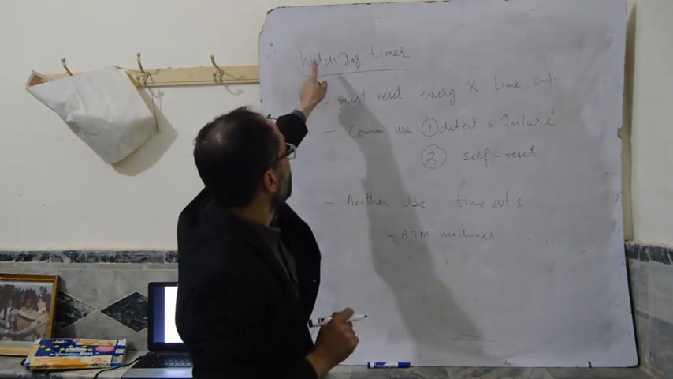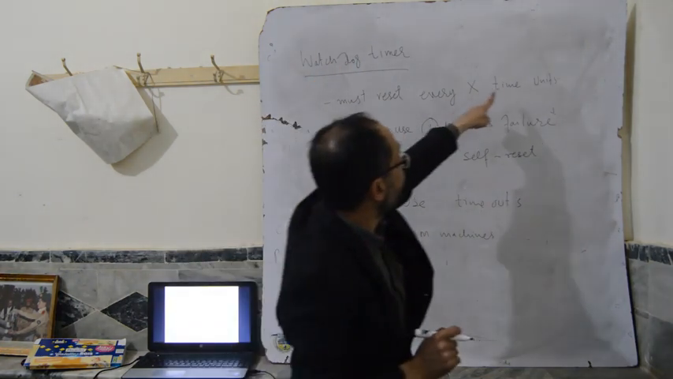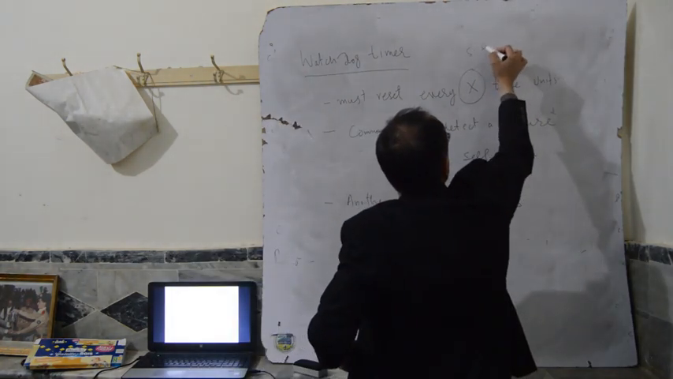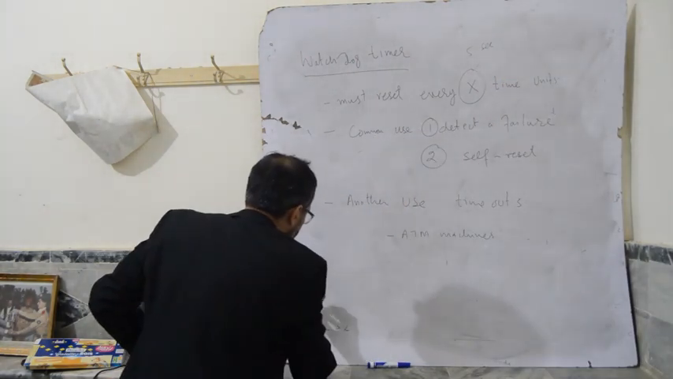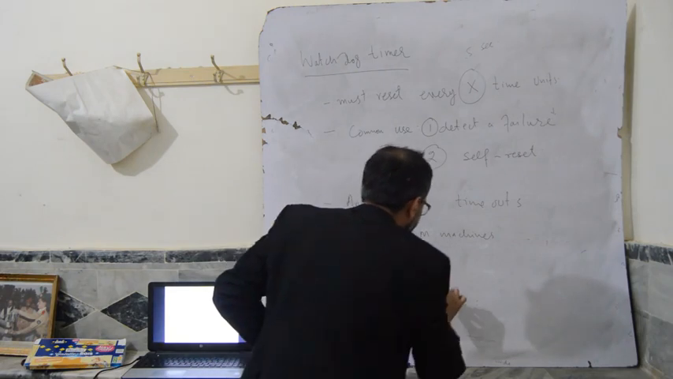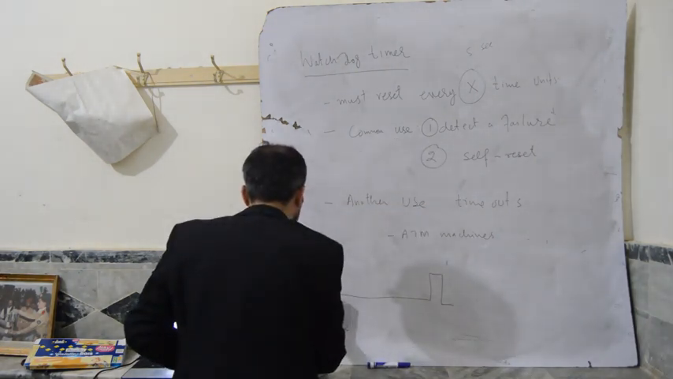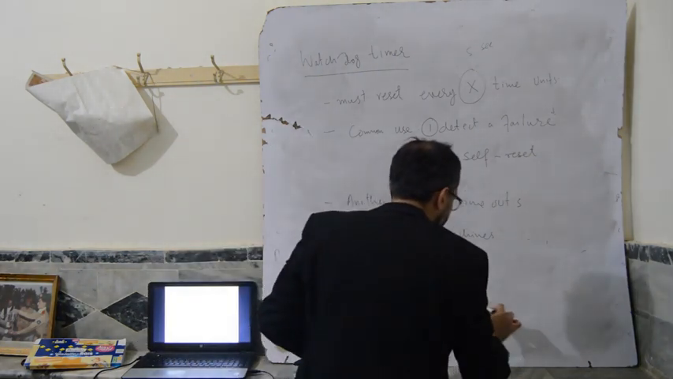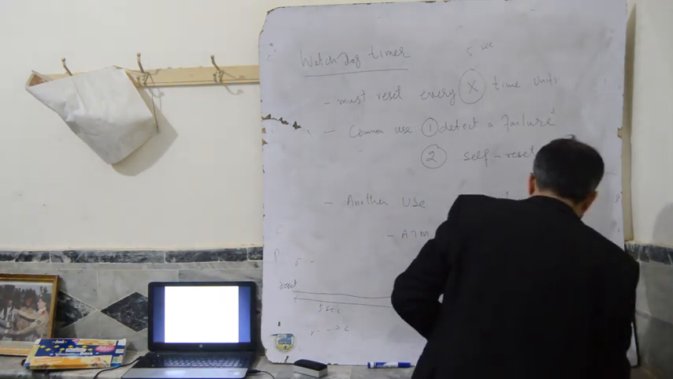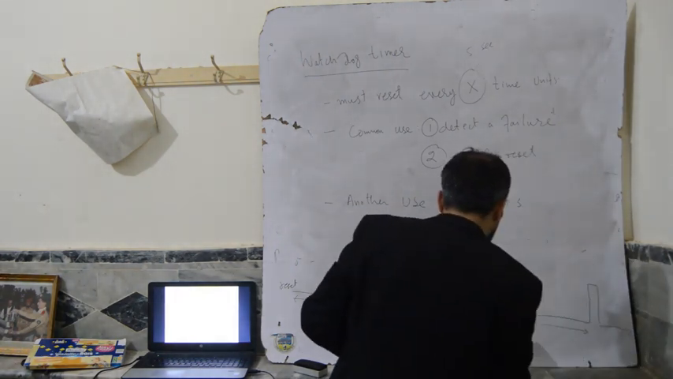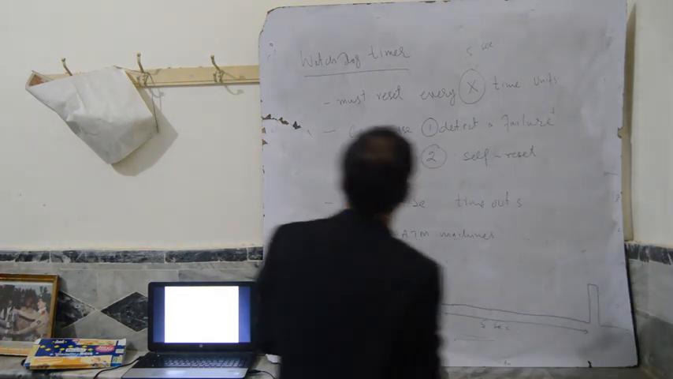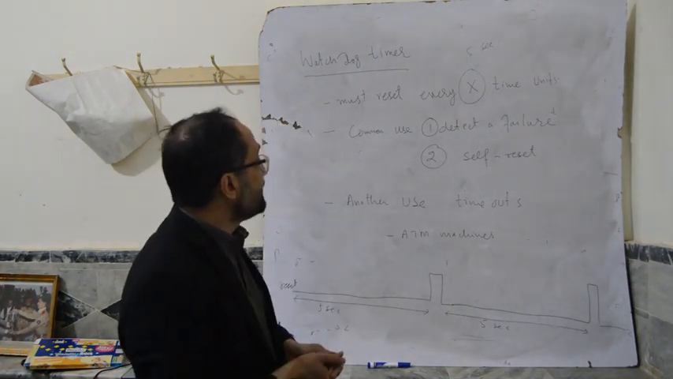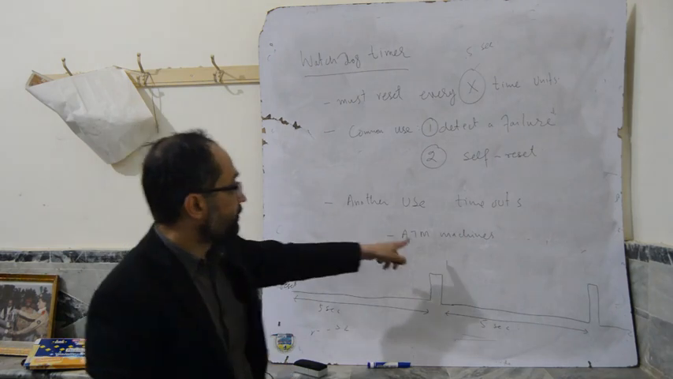So now, what's the definition of the watchdog timer? It must reset after every X time units. Let's assume that this X is 5 seconds. So it means that the system will be in normal mode. After 5 seconds, this is the reset signal. After 5 seconds of duration, the system will reset. After again 5 seconds, it will generate a reset signal, and it is used to detect a failure in the system. I will give this as an example of an ATM machine.